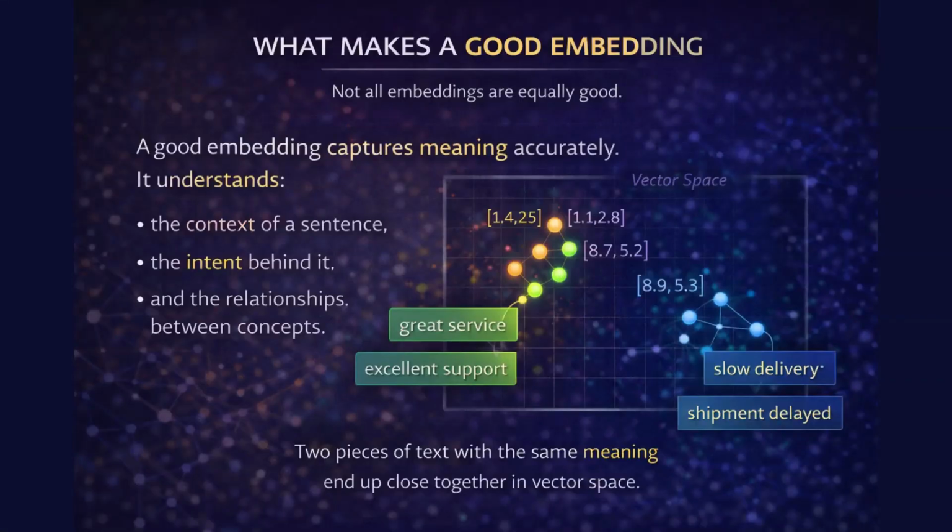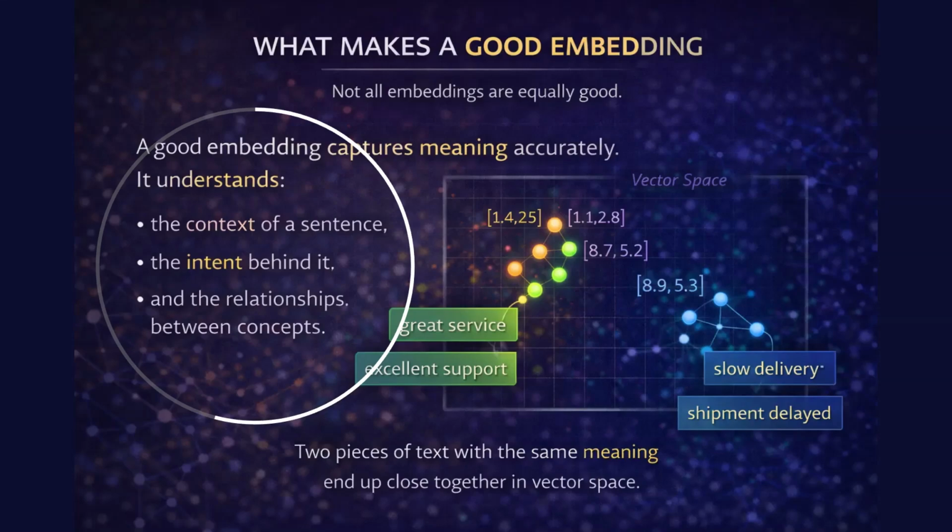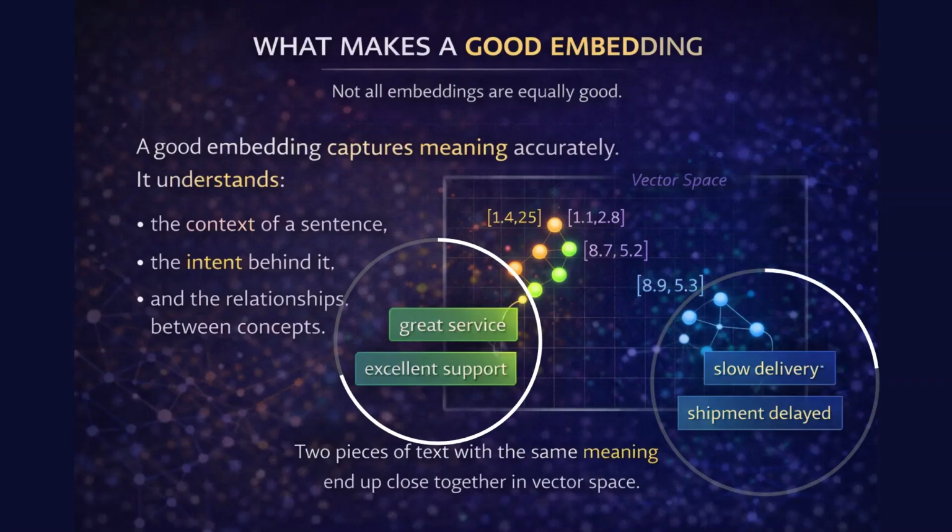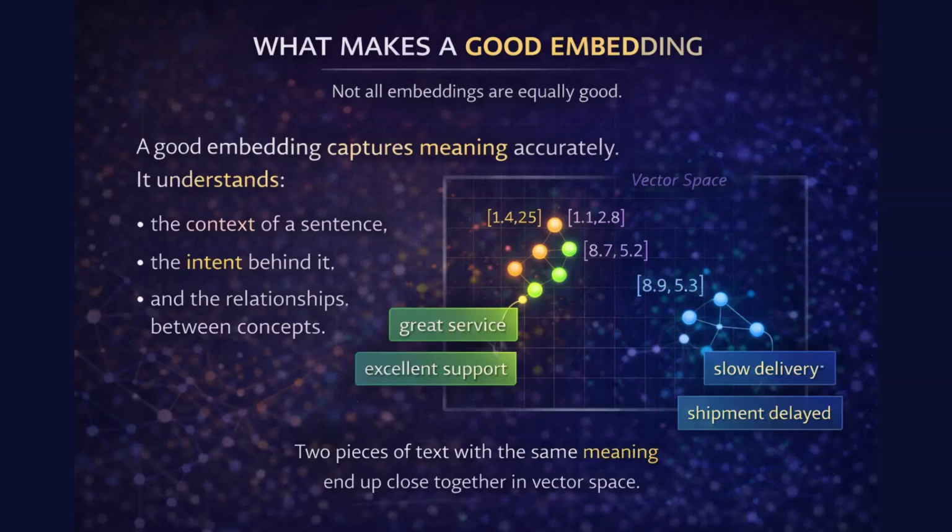Now, let's talk about something engineers often underestimate. Not all embeddings are really good. A good embedding captures meaning accurately. It understands the context of a sentence, the intent behind it, and the relationships between concepts. That means two pieces of text that mean the same thing, even if written differently, end up close together in a vector space. And that is exactly what we want for retrieval.